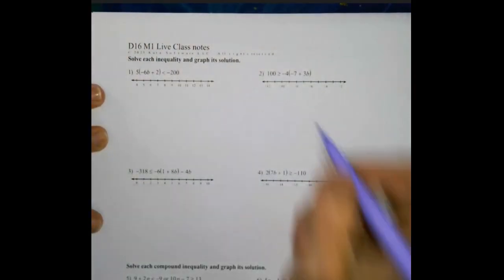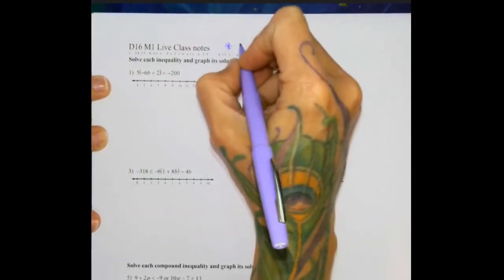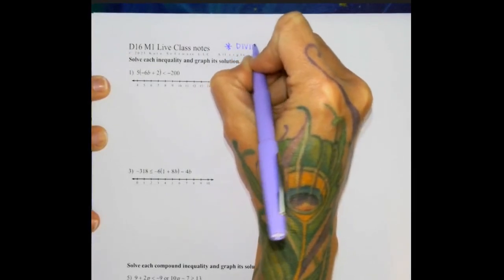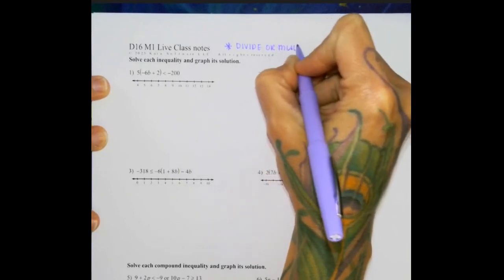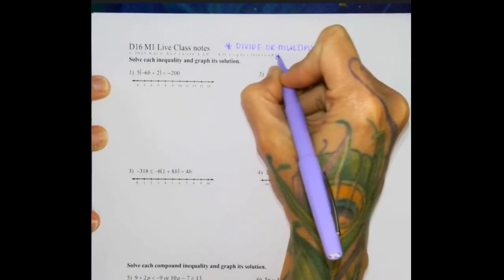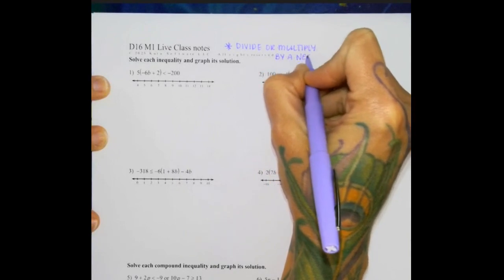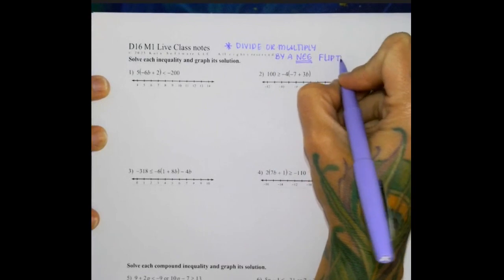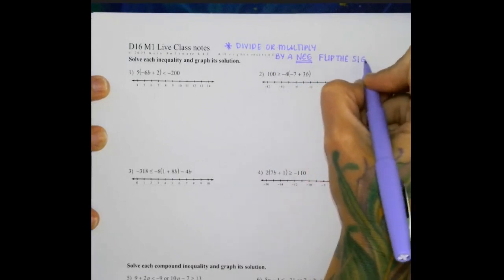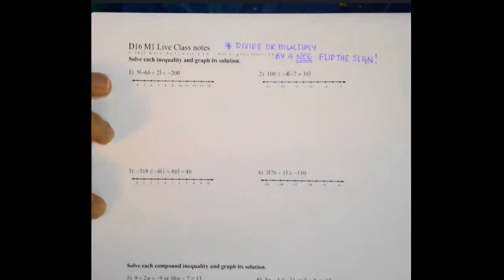Woohoo! So if you're strong at solving equations, the only thing you have to add to your repertoire would be the golden rule of inequalities. If you divide or multiply, only divide or multiply by a negative, then you have to flip the sign. That is usually the biggest mistake, most common mistake of anyone once they get here.